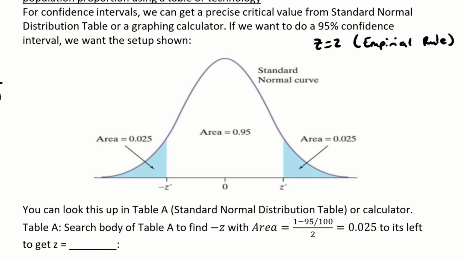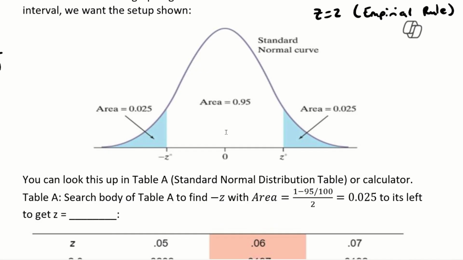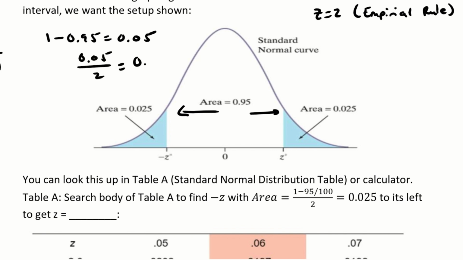So let's show you how to do that. If we want to do 95% confidence, then when we set up the normal distribution, we would have 95% of the area in the middle. That's where we capture the true value, which means that the other 5% of the time we will not capture the true value. And that's going to be given in the tails. So we do 1 minus 0.95 is 5%. And then we do 5% divided by 2, which gives us the area for each tail. Really as simple as that.